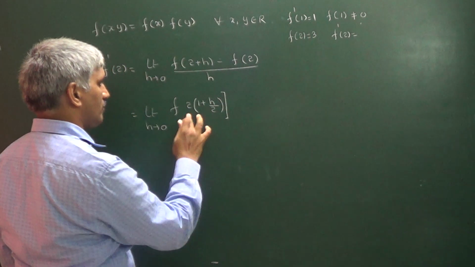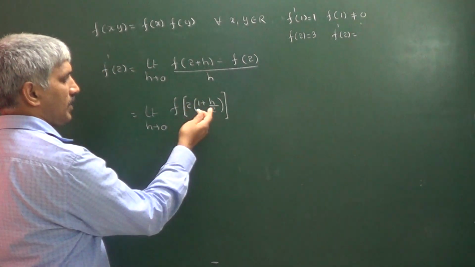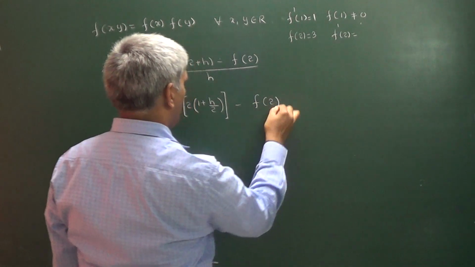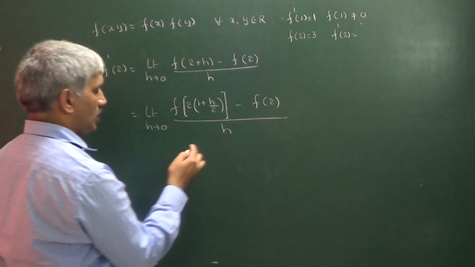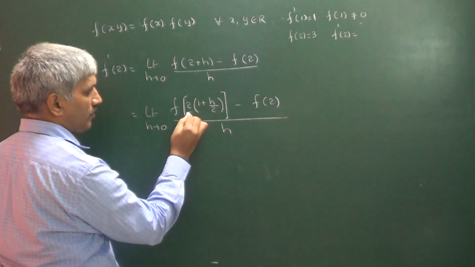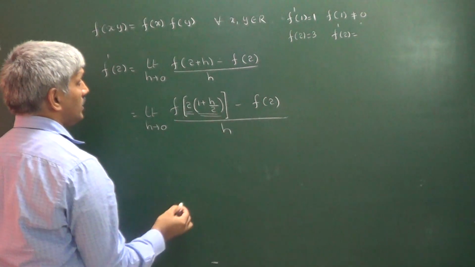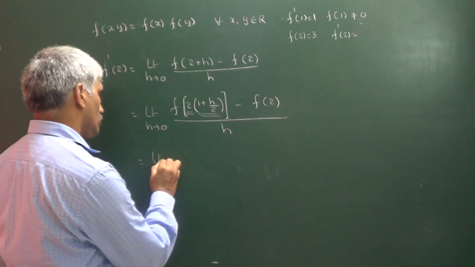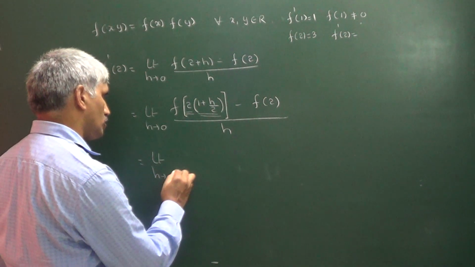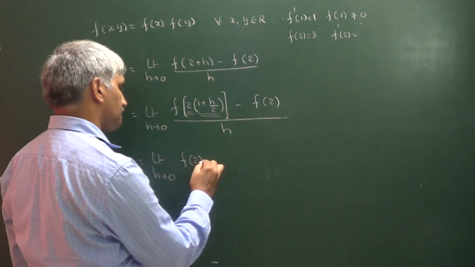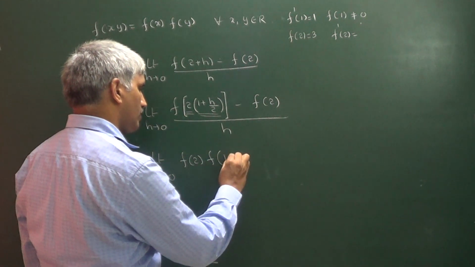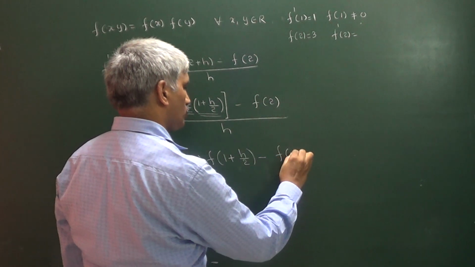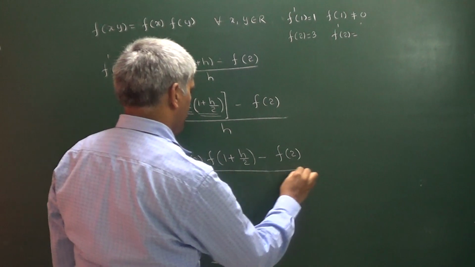Yes, I hope everyone followed. If you multiply 2 inside the same, you will get minus f of 2 divided by h. Now you can observe here, this is in the form of f of x into y. f of x into y can be written as f of x into f of y. So this equals limit h tends to 0 of f of 2 into f of (1 plus h by 2) minus f of 2, divided by h.